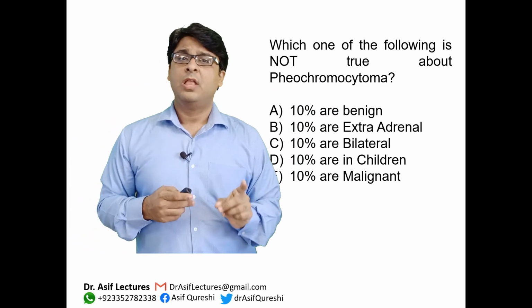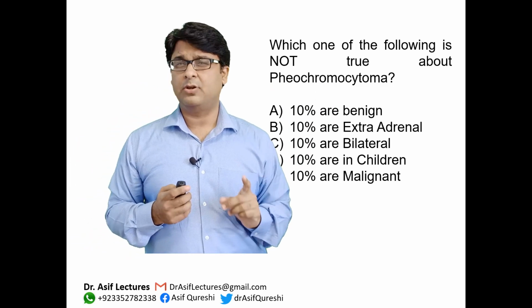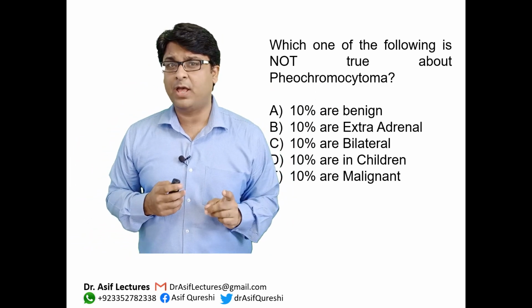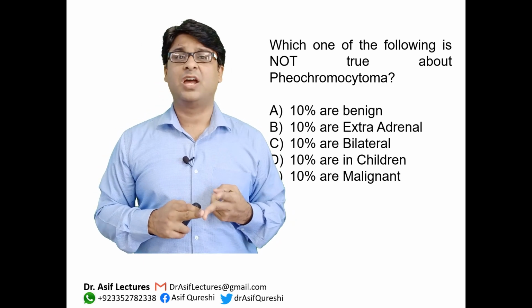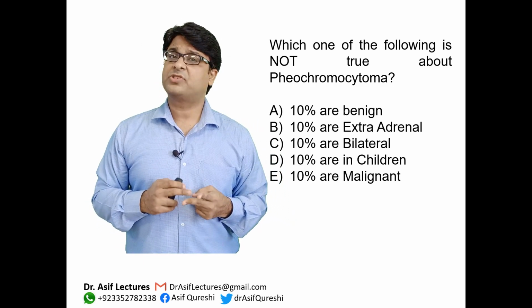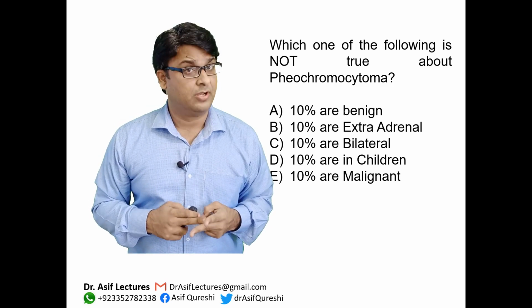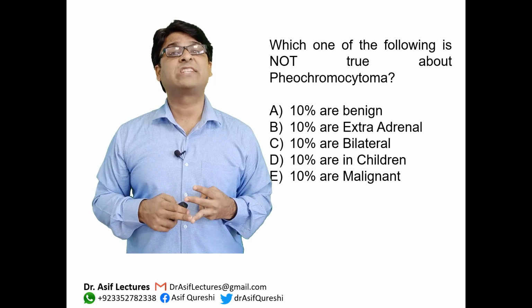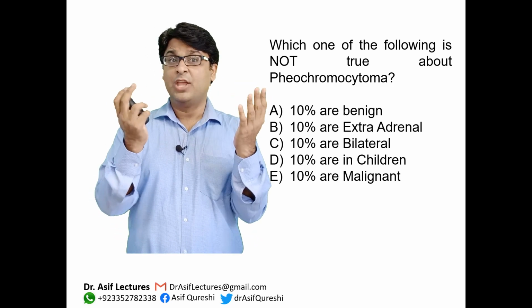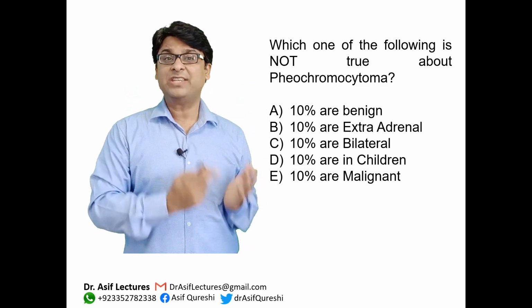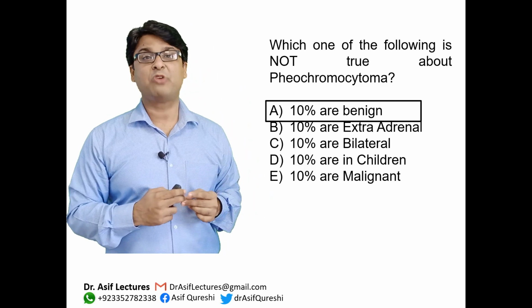Remember, I told you a rule of 10% norms in pheochromocytoma. They are 10% of the times malignant. They are 10% of the times in children. They are 10% of the times bilateral. And they are 10% of the times extra-adrenal. If you remember this, you should immediately point out that option A is out of question.